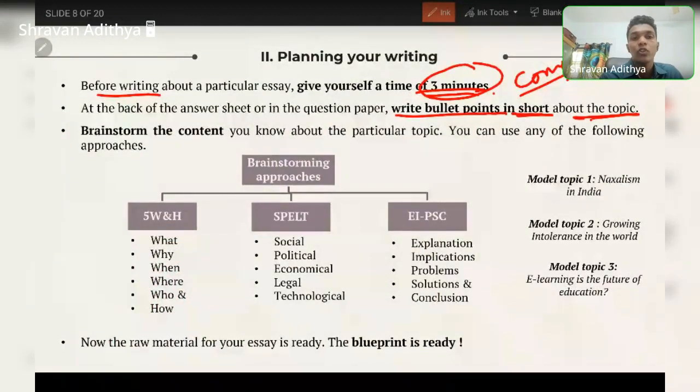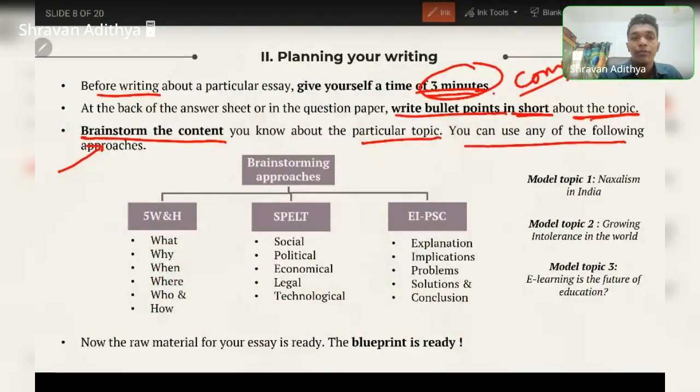In this 3 minutes, you brainstorm the content you know about a particular topic. Right after reading the essay topic carefully, a lot of ideas will come into your mind. Ideas will be flowing in your mind. This step is about putting those ideas into the right words, rearranging those ideas, and also giving a proper starting point and an ending point to your essay. But how do you go about brainstorming the content?